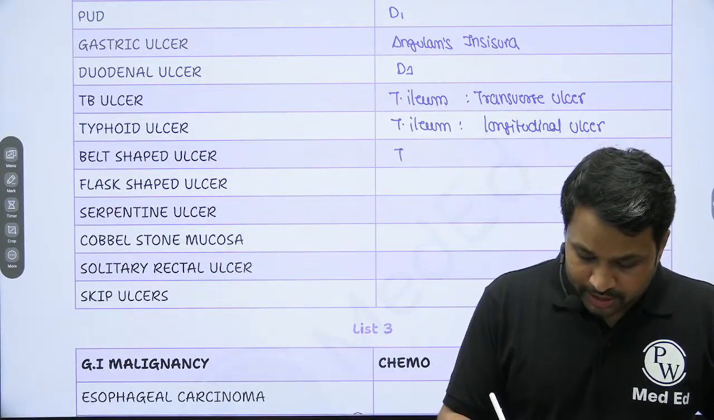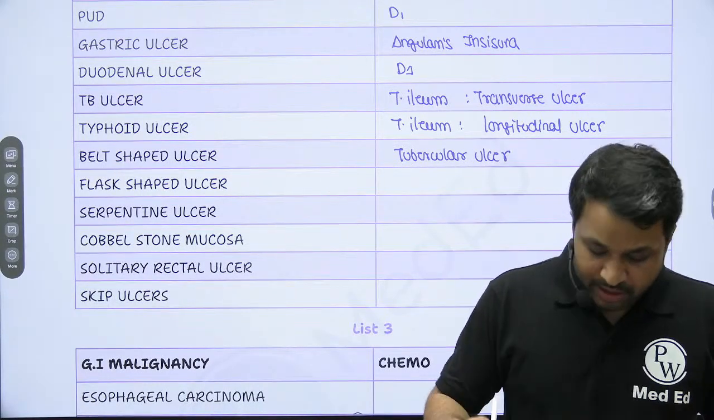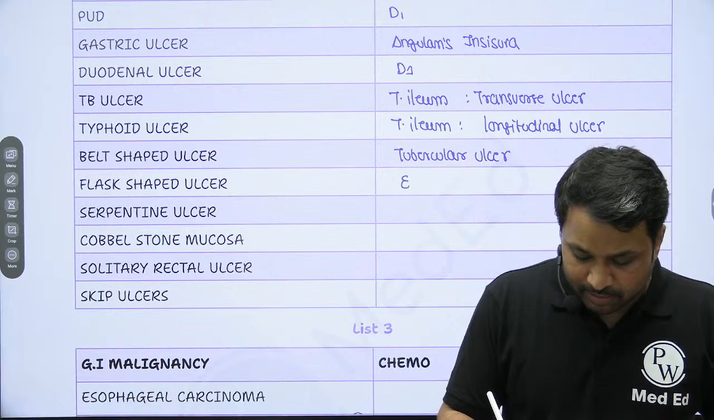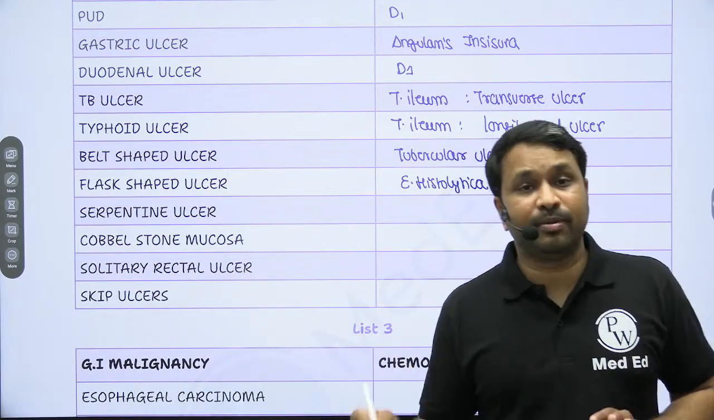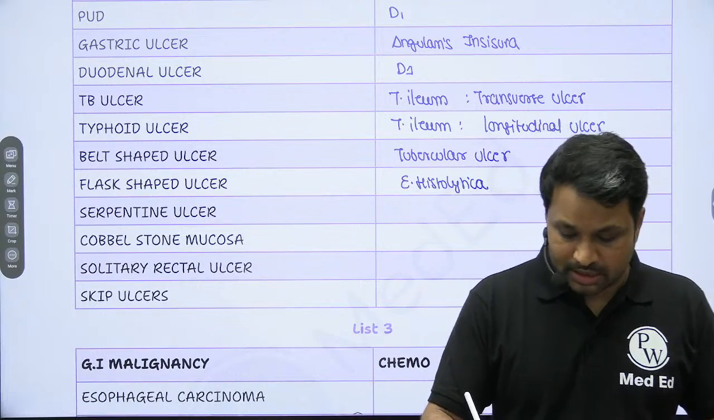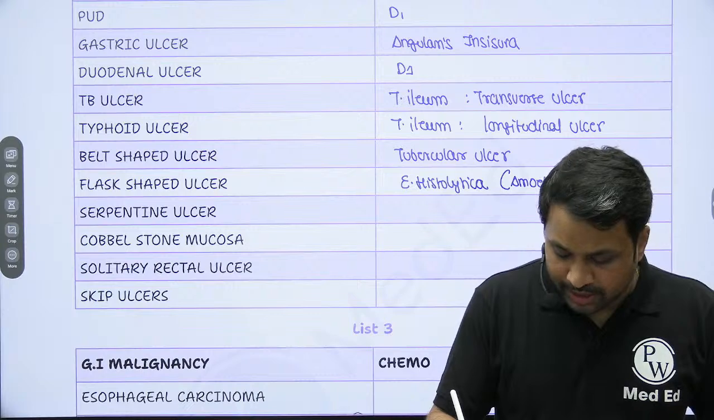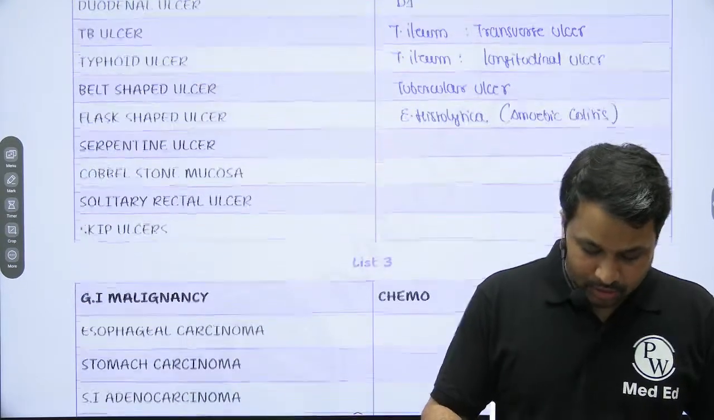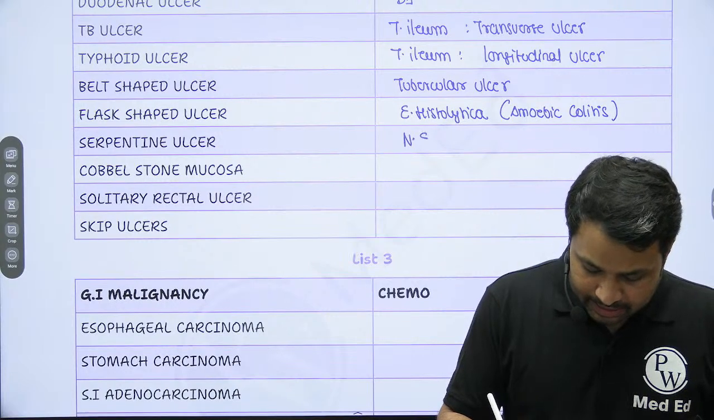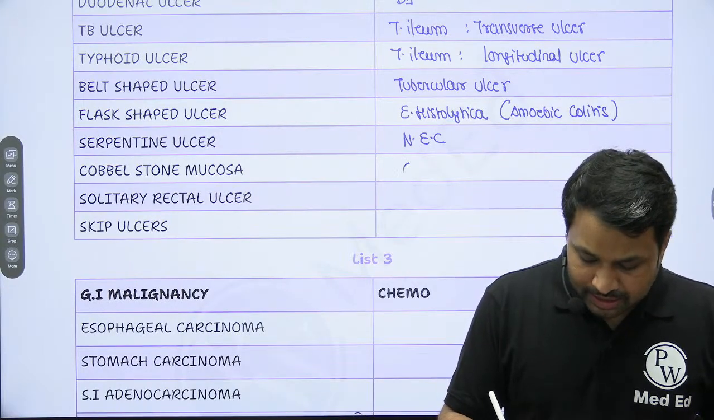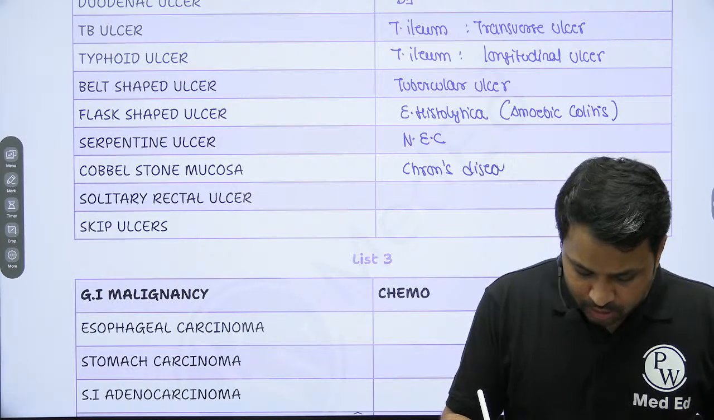Belt-shaped ulcer जो है, it is what we call a tubercular ulcer, that is secondary to TB. Flask-shaped ulcer is seen in Entamoeba histolytica, that is your amoebic colitis. Now, amoebic colitis का most common site is going to be cecum, so don't worry about it. Serpentine ulcer is seen in necrotizing enterocolitis, that is NEC. Cobblestone mucosa is seen in your Crohn's disease.